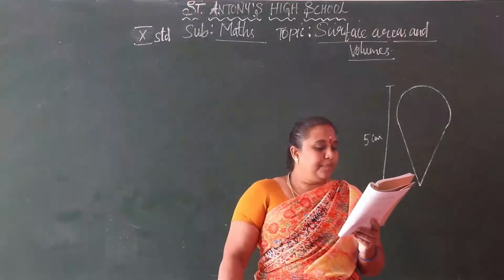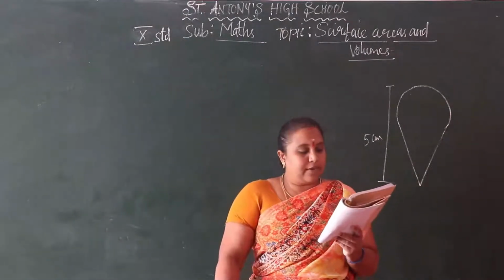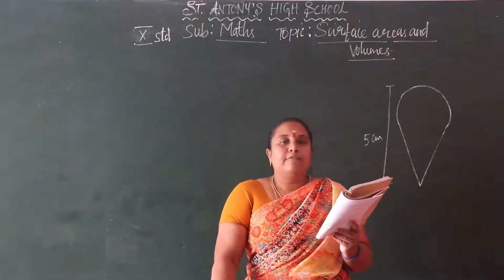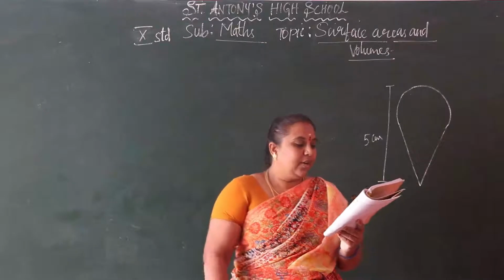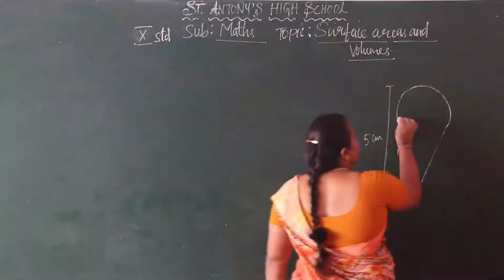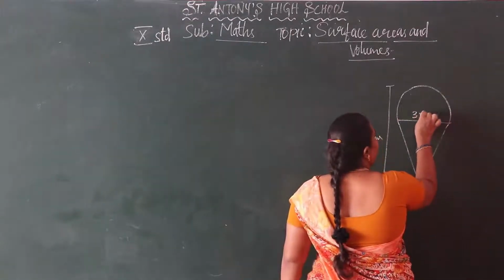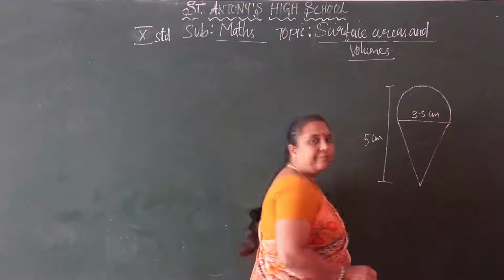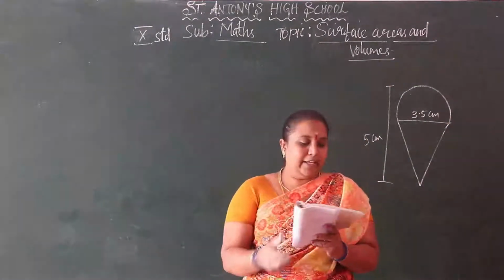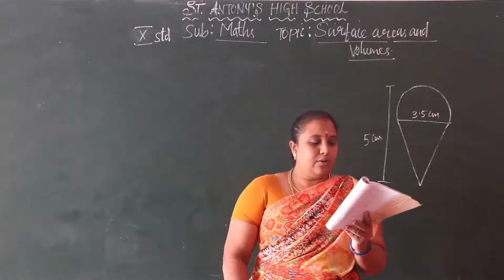It is given the top is shaped like a cone and surrounded by a hemisphere. The entire top is 5 centimeter in height and the diameter of the top is 3.5 centimeter. Find the area he has to color.